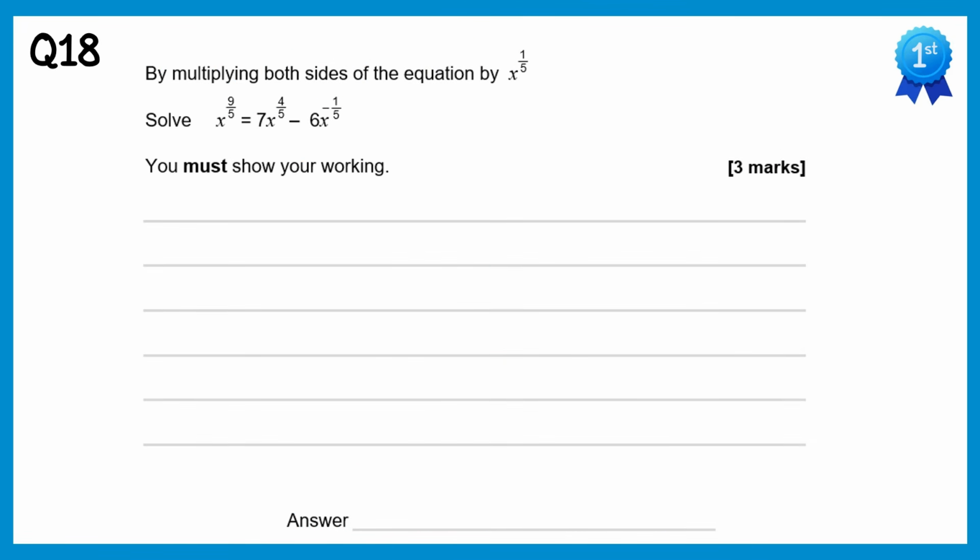In this question, we're multiplying by x to the 1/5. So we'll start with 9/5 plus 1/5, which is 10/5. And then for the right hand side, we do 4/5 add 1/5, so we get 7x to the 5/5. And for the final term, it's minus 6, and then we do negative a fifth add a fifth, which is 0. 10 over 5 is just 2, 5 over 5 is 1, and we don't write that 1, and x to the power 0 is 1.